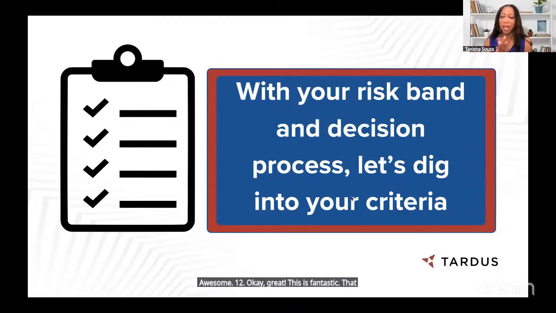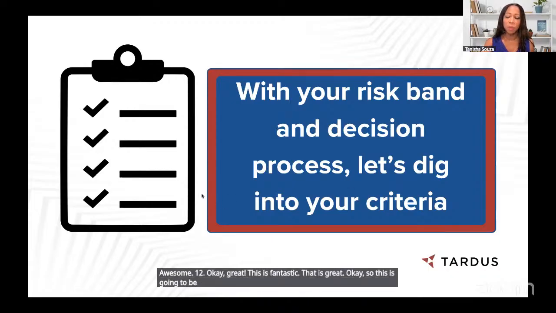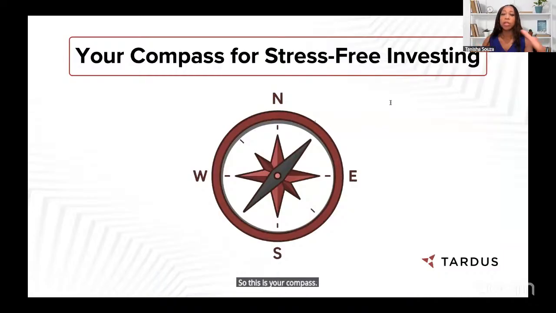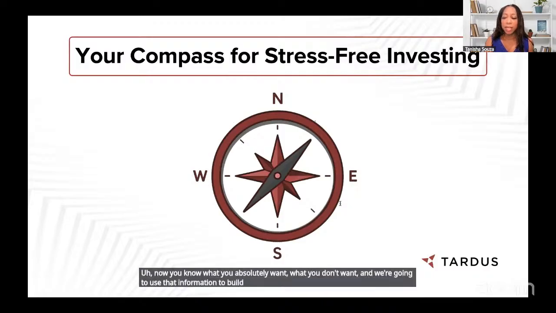That is great. Okay, so this is going to be a guidance system for you. Again, what I'm doing is making it so much easier than doing everything manually, and it's going to make everything faster for you going forward. So this is your compass. Think of it as your compass for stress-free living. Now you know what you absolutely want and what you don't want, and we're going to use that information to build a real estate criteria architect together.